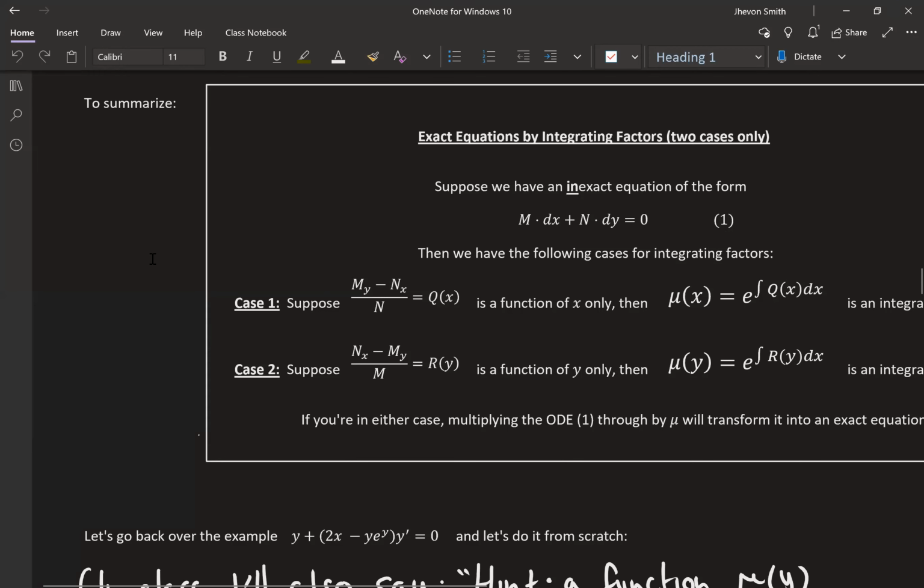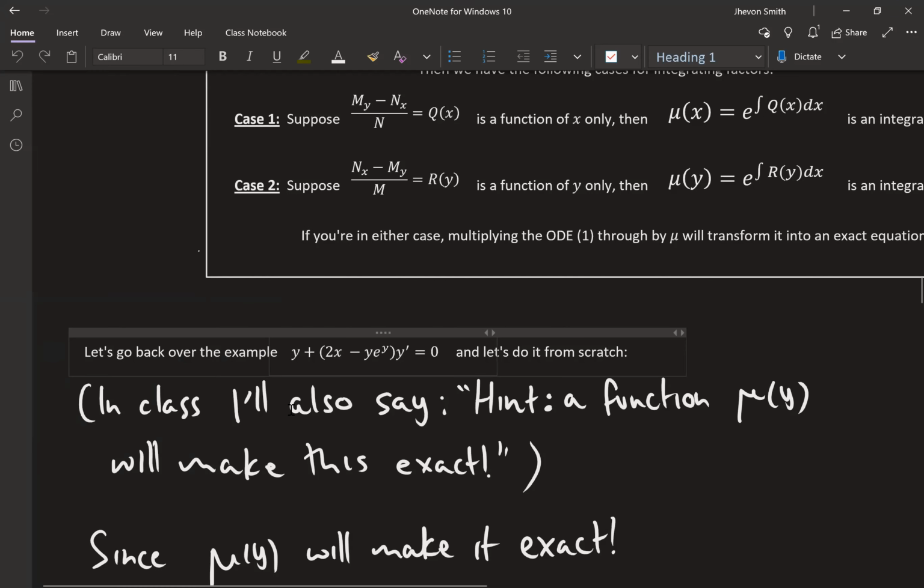If we're given an equation, there are times when it's not any of the forms that we saw before. It wasn't separable, it wasn't linear, it wasn't homogeneous, it wasn't exact, but we can multiply it through by an integrating factor to make it exact. And we looked at that.